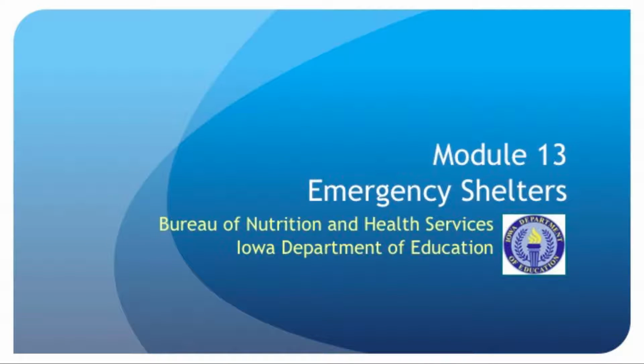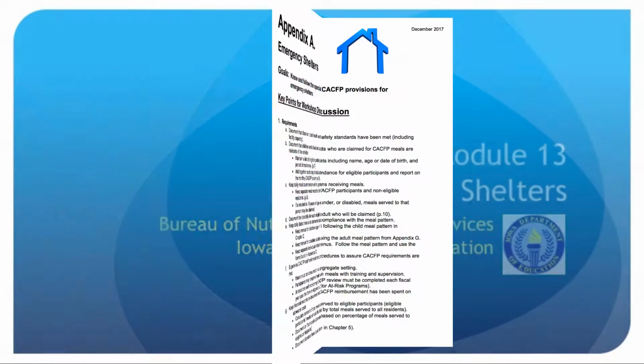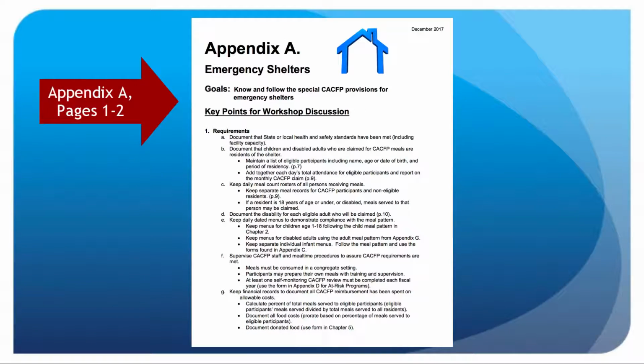Welcome to Module 13 that covers the special CACFP provisions for emergency shelters. Because of the population served, emergency shelters have fewer requirements and higher benefits than other CACFP programs. The information can be found in Appendix A of the CACFP Administrative Manual.